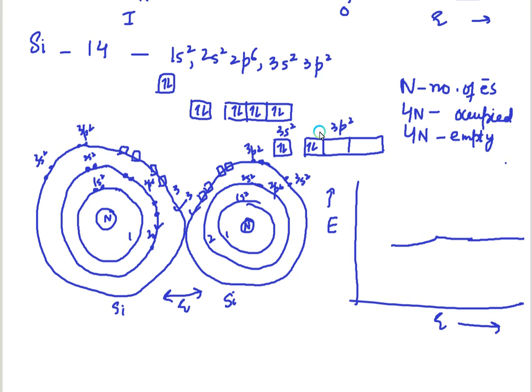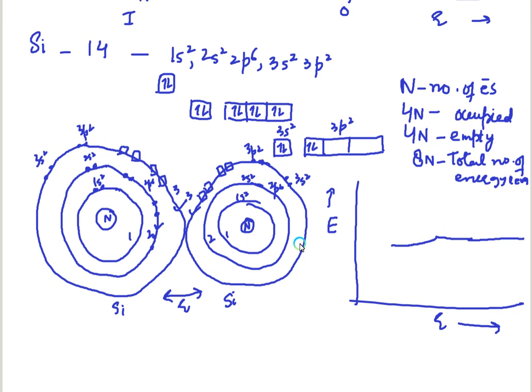In the outer shell, what is the total number of levels, empty plus occupied? 8n, ma'am. 8n is the total number of energy levels, electron levels, which the electrons can occupy.